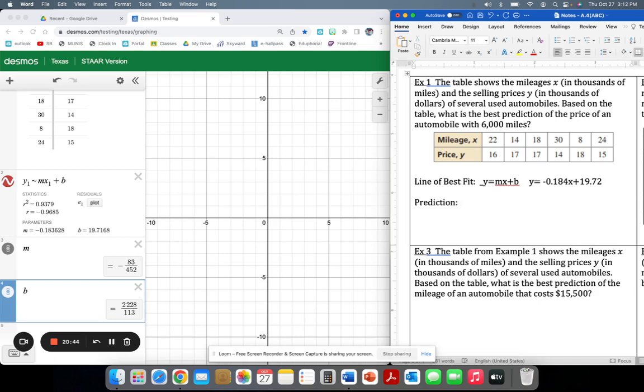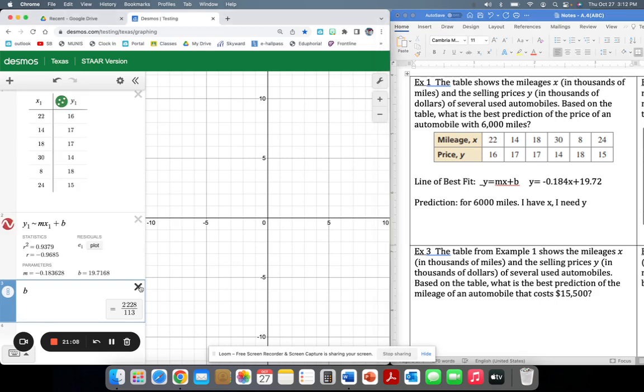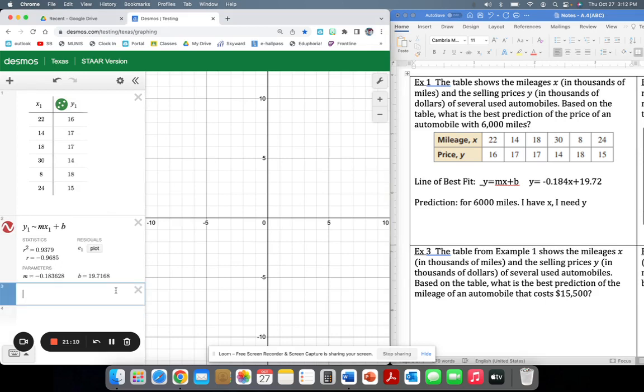Now I have to make a prediction for 6,000 miles, which means I have been given the value of x. I have to find the y. I have x, I need y. There are two ways you can solve this question, to be honest. I'm going to show you both.